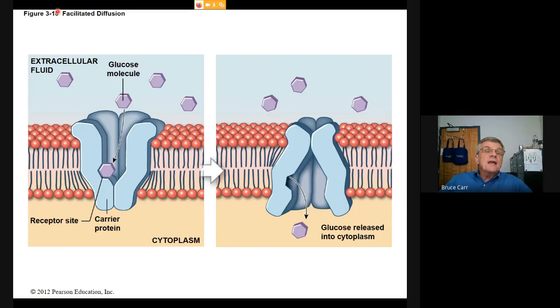So this is a great example of this term, facilitated because it has a carrier, diffusion because it's moving always from high to low concentration. Just as a mental note, the system doesn't stop here. In fact, cofactors and assisting enzymes are needed for this to work. And one of the things you need to deliver glucose into the cell is insulin.